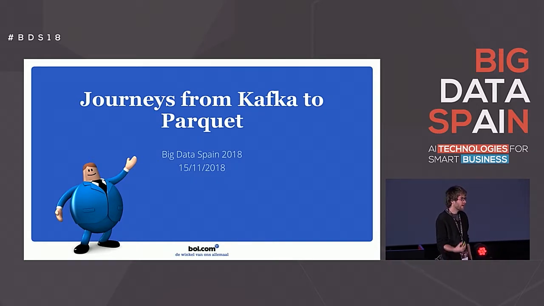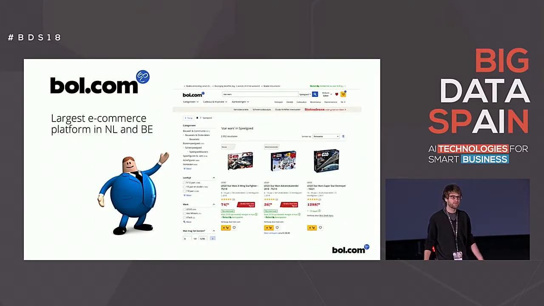So hi, today I'm gonna talk about how we can get data from Kafka to Parquet. So first, to give you a little bit of context, I work at bol.com, and bol.com is the biggest e-commerce platform in the Netherlands and Belgium. So we're a huge web shop that sells everything from toys, books, electronics, and now, lately, we even started selling alcoholic beverages, which is kind of awesome.